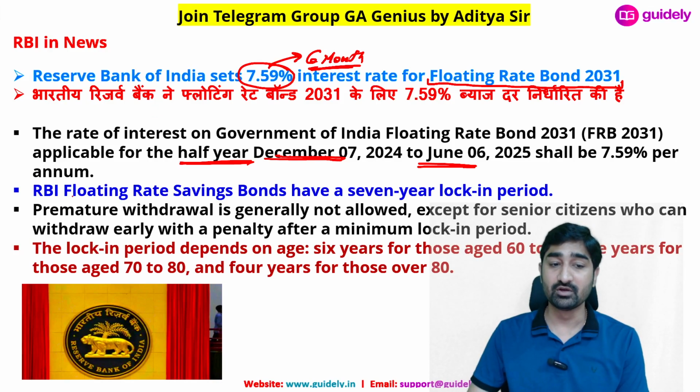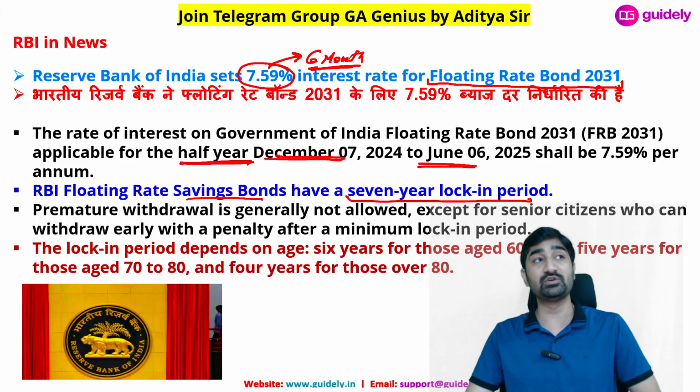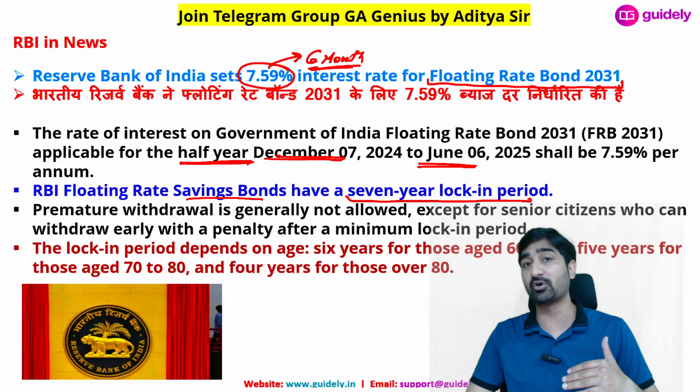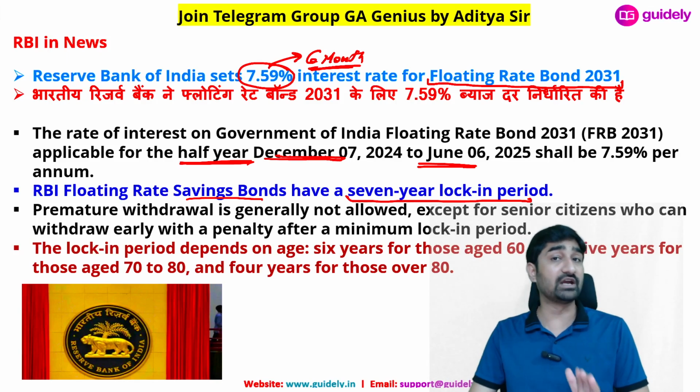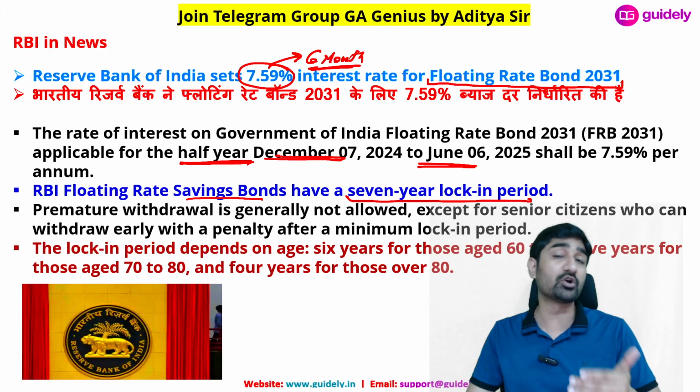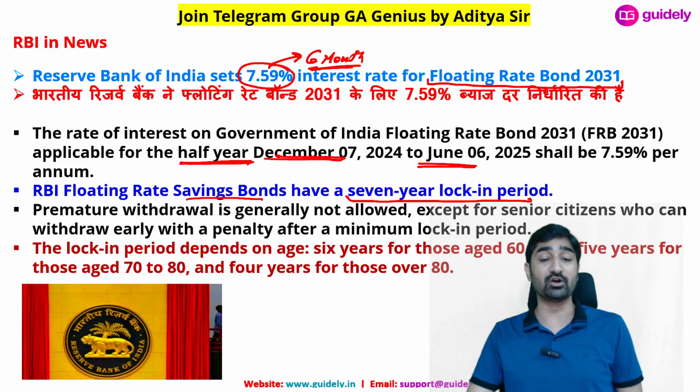this bond. Floating rate bonds are the saving bonds with the lock-in period of 7 years. 7 years is the lock-in period. It means once you invested money, you cannot take your amount back before the maturity period. If government will do the buyback, then only it is possible. We cannot raise the request or we cannot raise the demand from our side that we need our money back. There is a lock-in period of 7 years.